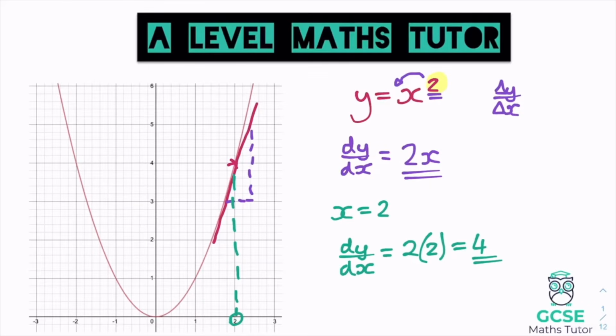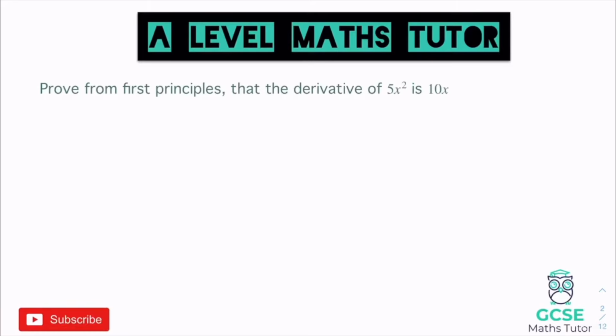Multiply the coefficient by the power and reduce the power by 1. That is pretty much all we're going to need to do. So let's not forget our little formula that we're going to use, which is the function of f of x plus h, take away the function of x, and that's all going to be divided by h. So that's the formula there that you're going to use.